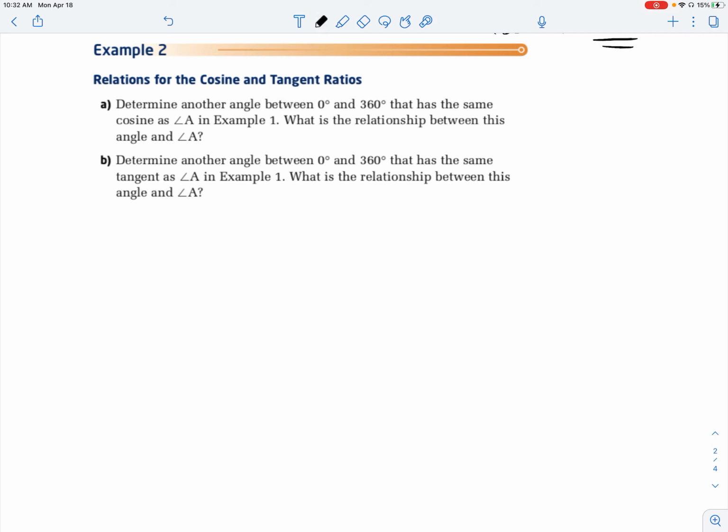So if you remember from the example A, we had angle A out here, and we had that ordered pair. The opposite value was 3, the hypotenuse was 5, and the base was 4. So we had the ordered pair 4, 3. So this is for angle A in the first example.